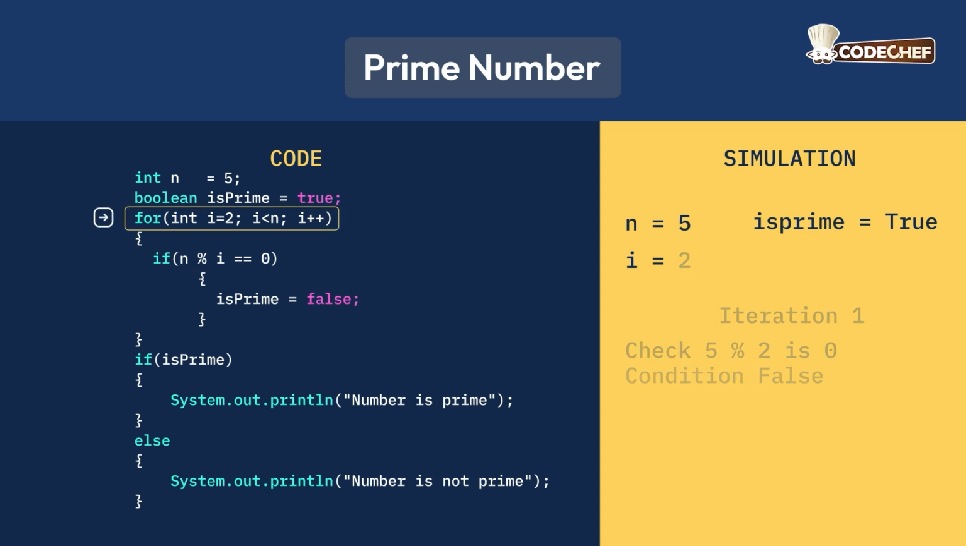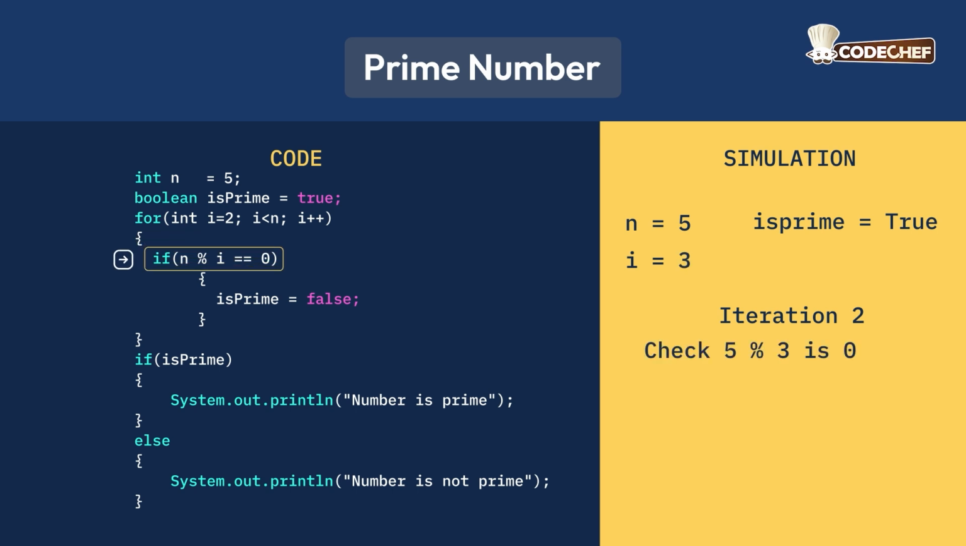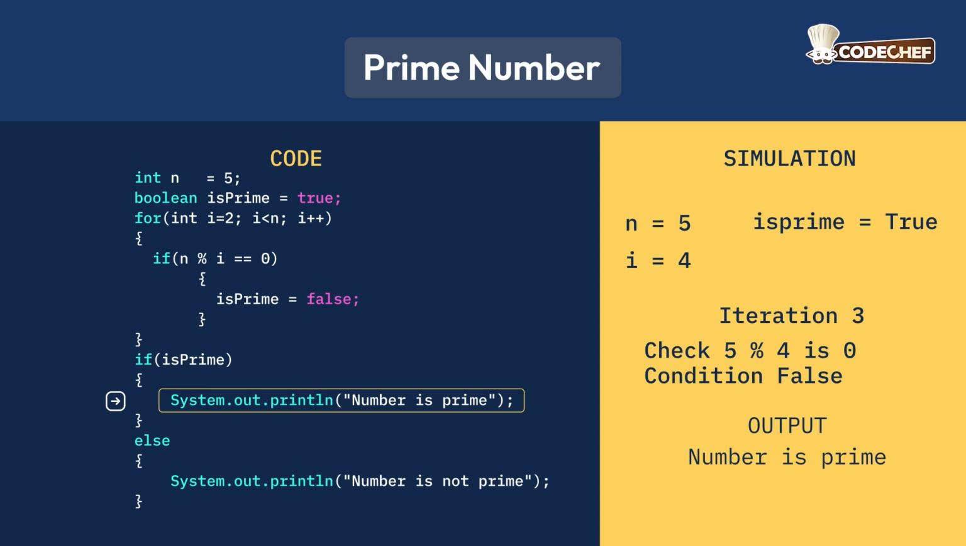In the second iteration where i is 3, 5 mod 3 is 0. The condition fails and is prime remains true. In the third and the last iteration where i is 4, 5 mod 4 is 0. The condition fails. Our variable is prime is still true. We have completed the loop, and since the value of is prime is true, we print number is prime.